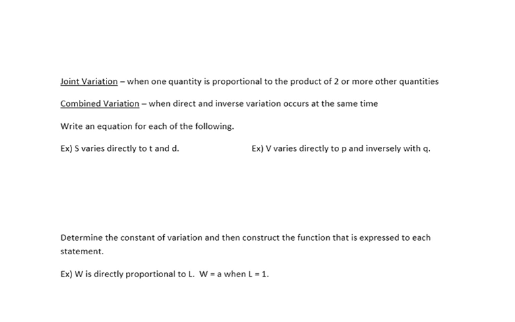A couple other variations I want to talk about. One is what is called joint variation, and that is going to be when one quantity is proportional to the product of two or more quantities. An example, the volume of a cylinder is pi r squared times h. Both the radius and the height are directly proportional to the volume. And in this case, pi is actually your constant of variation. Combined variation is when direct and inverse variation occur at the same time.